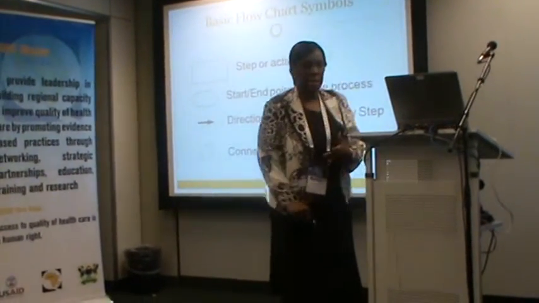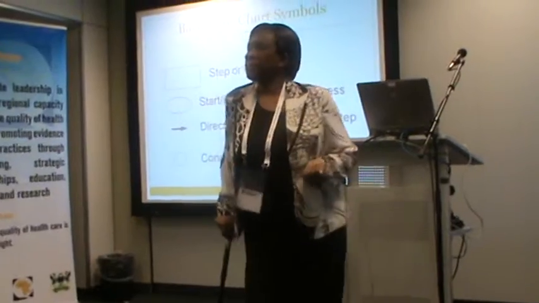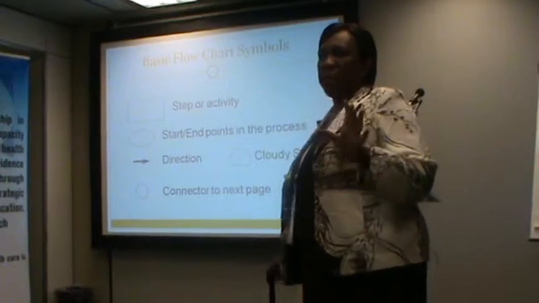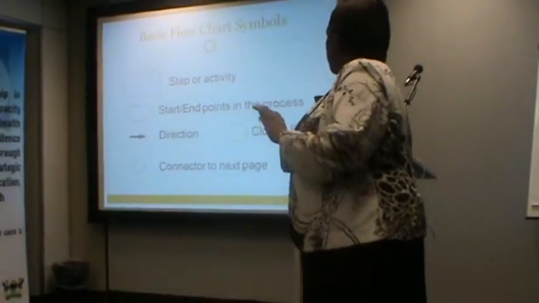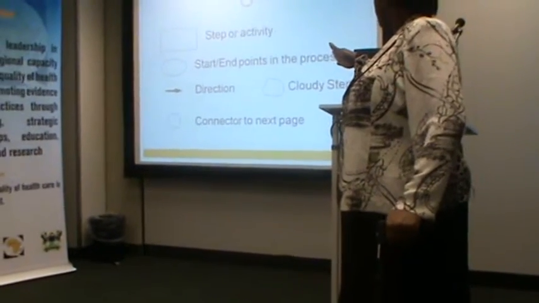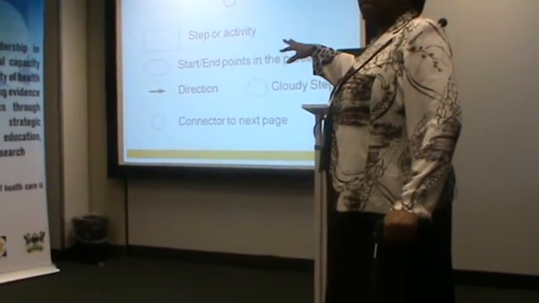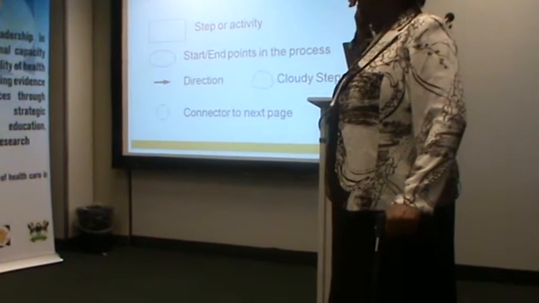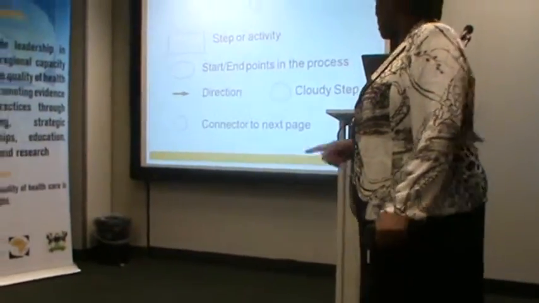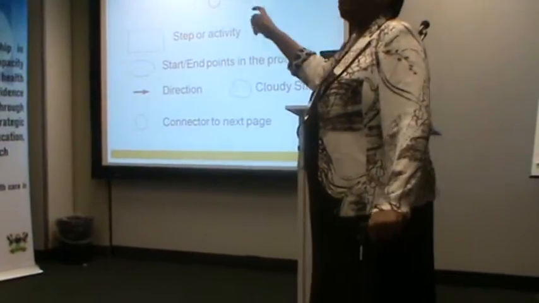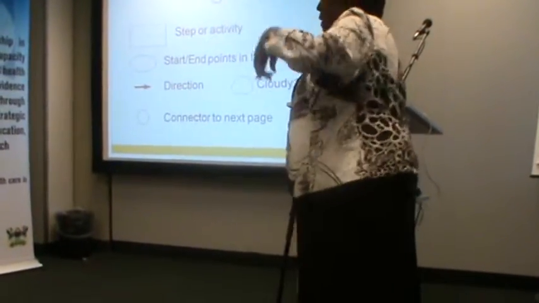Okay. So these are the symbols of flowcharting. A rectangle is normally just a step or an activity. The oblique shapes show the start and end points, and an arrow is just a direction. When you don't really understand or it's not clear, you put a cloud. In other words, you're going to come back to it to clarify, okay? And the circle is just a connection, because sometimes the flowchart is so big that you have to go to the next page. So you just circle it to show that it is going to the next page.